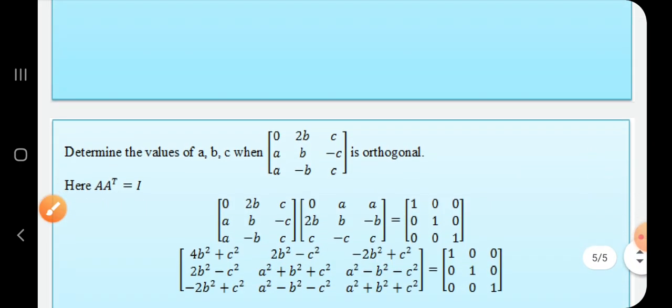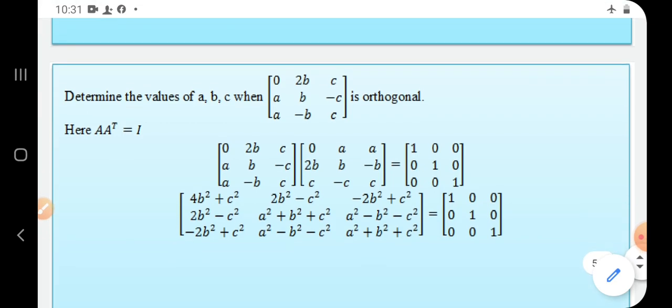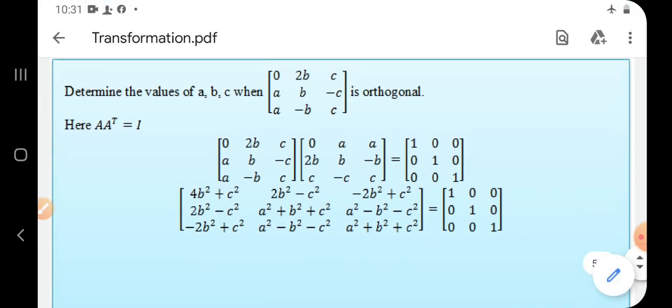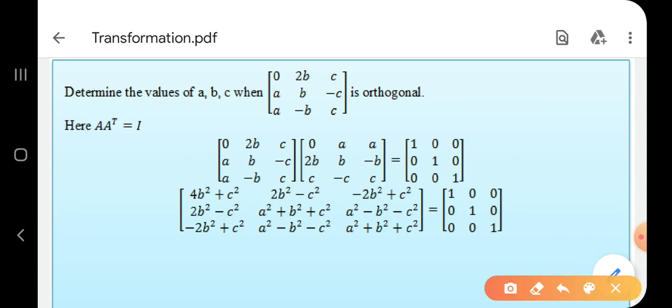Now we will take one more example. Determine the value of a, b, c when matrix A is given here, 0, 2b, c, a, b, minus c and a, minus b, c, is orthogonal. Now orthogonal is given and we have to find values of a, b, c. Orthogonal means A into A transpose is equal to identity. So write down the matrix A and its transpose and equate with identity. So what is our matrix A? 0, 2b, c, a, b, minus c, and a, minus b, c.